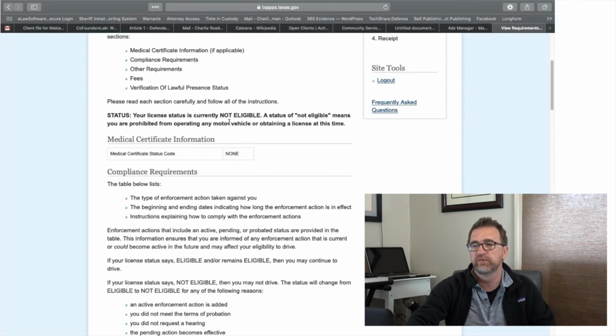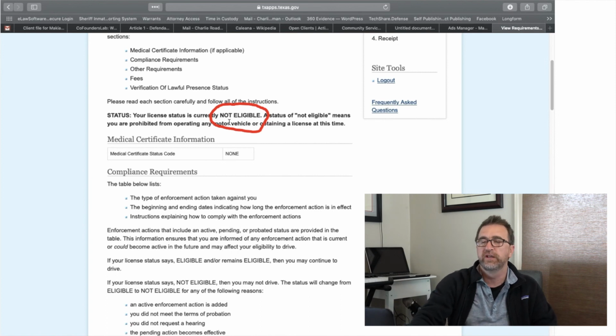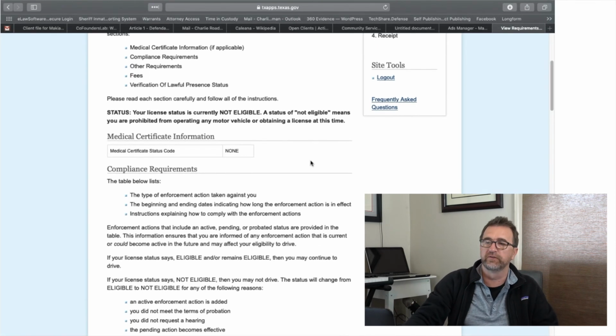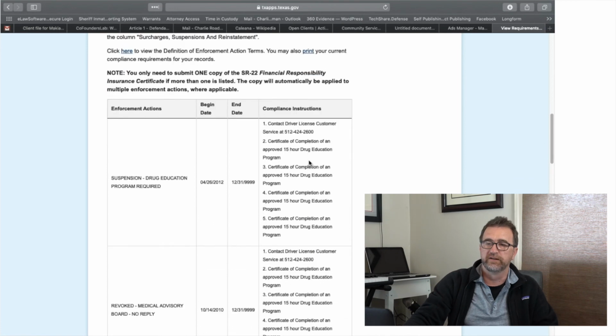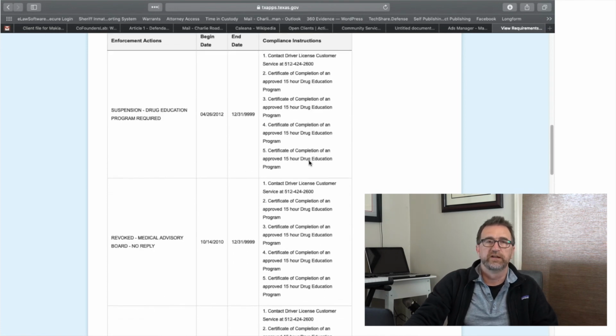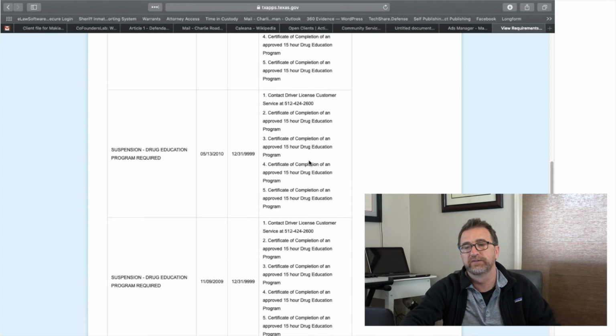Here's a situation where someone's not eligible and they've just let their license go, meaning they haven't tried to solve anything, and they just keep getting arrested and more problems. And so we'll just scroll through and take a look at what a really crappy license looks like. There's one problem, there's another problem, and another one, and another one, and another one. Anyway, this license is a catastrophe.